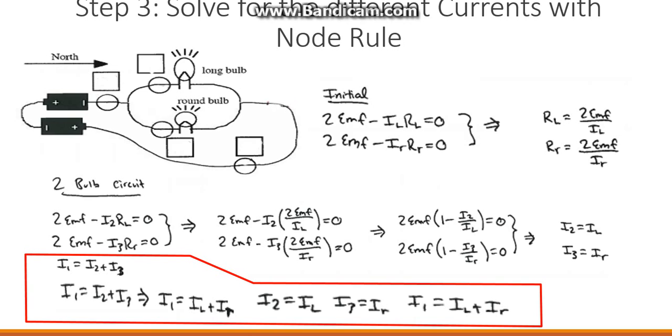Next, we use these to solve for the different currents with the node rule. So now we're going to take these resistances and plug them back into the 2 original loop equations and find that I2, the current beside the second compass, is equal to I long, and I3 is equal to I round. Also, we find that I1 is equal to I of long plus I of round.